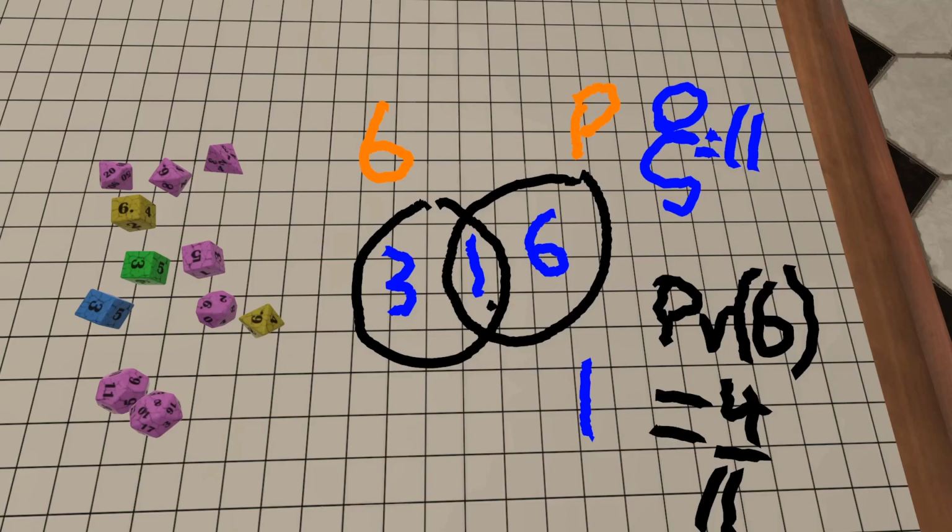Good luck with the questions. Next lesson, we're going to look at Venn diagrams with 3 circles, not just 2.